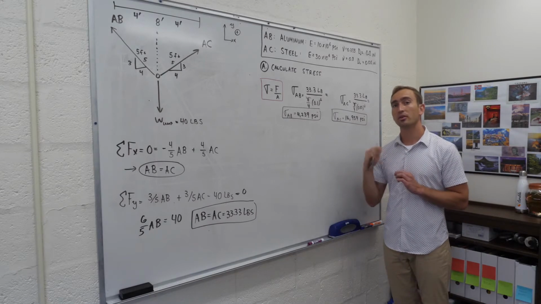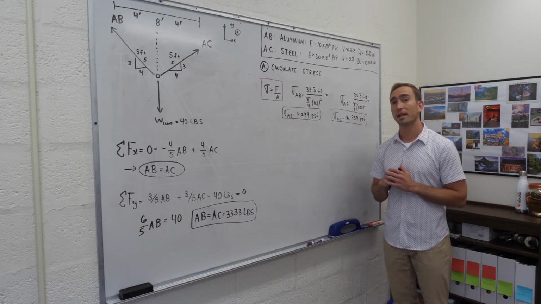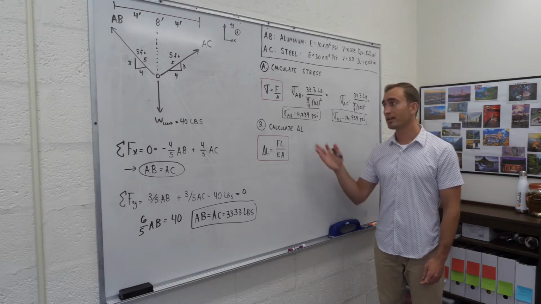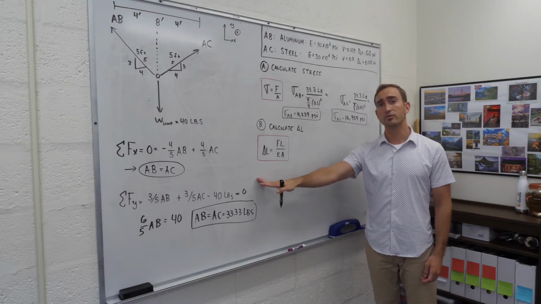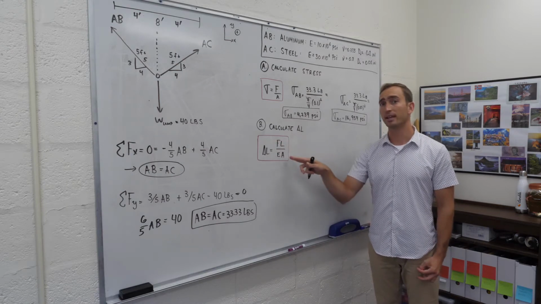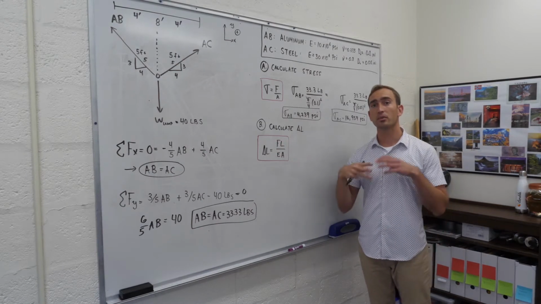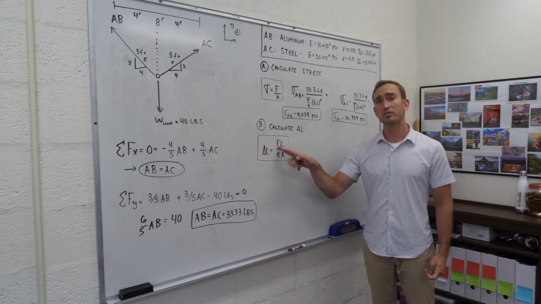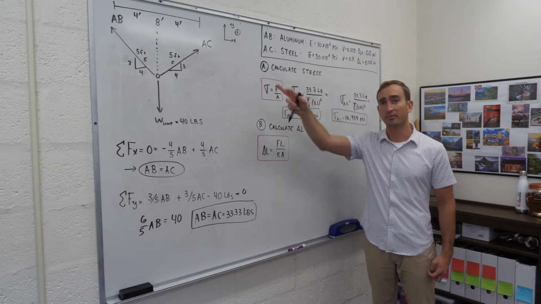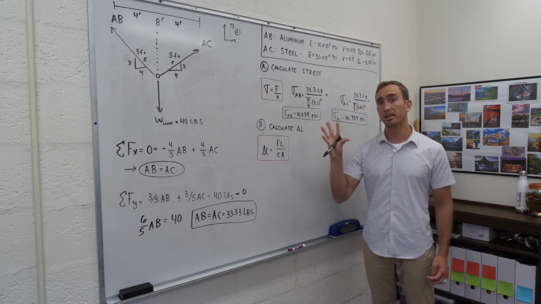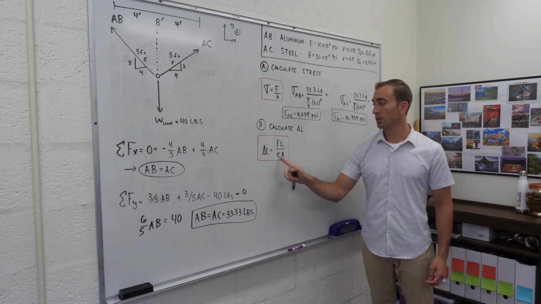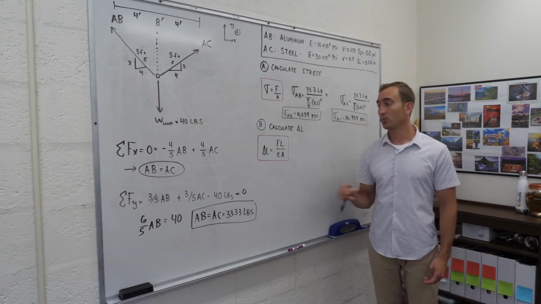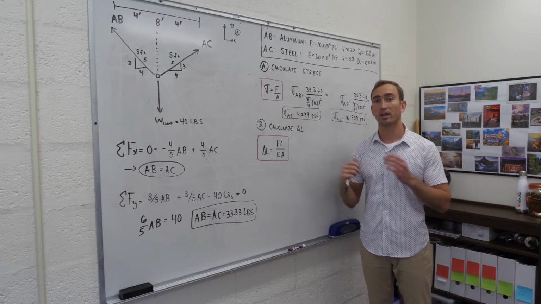Now what we'll do is we'll move on to part B, which asks us for the change in length of each cable. So to calculate the change in length for each cable, we're going to use the equation change in length is equal to FL over EA. This equation here comes from the rearrangement of the Young's modulus equation. So if we look, we know the force in each cable. We know the initial length, 5 feet for both cables. We'll probably need to convert that to inches. We know the Young's modulus for both cables. It's given to us in the problem statement. And we also know the cross-sectional area for both of our cables.